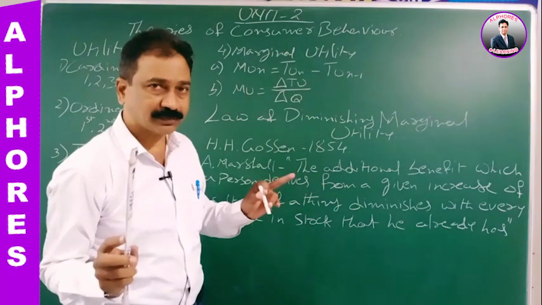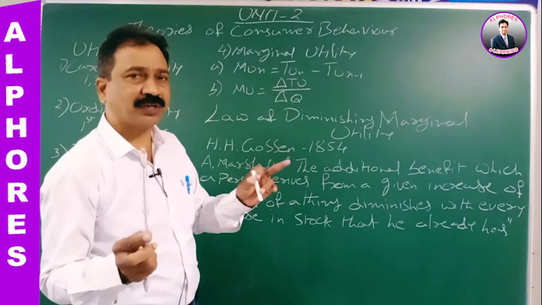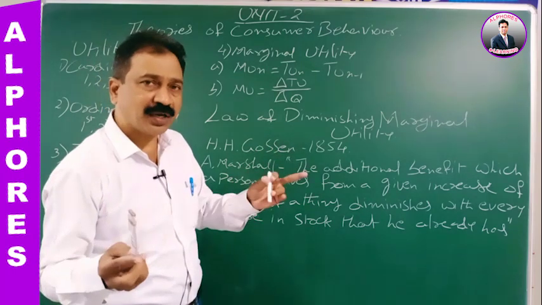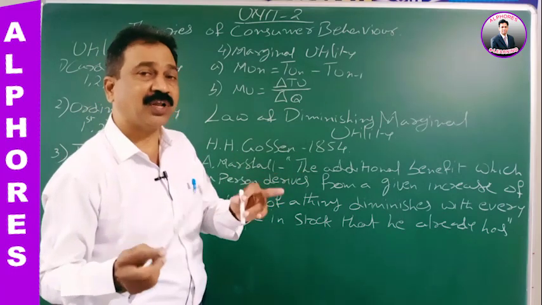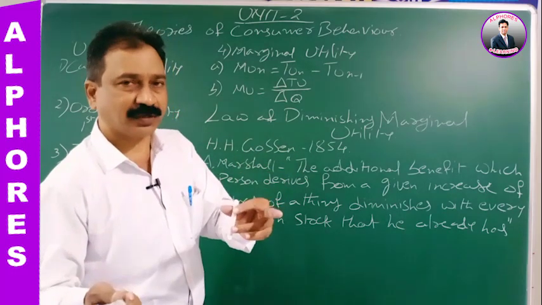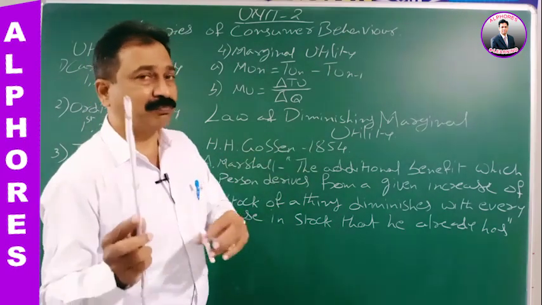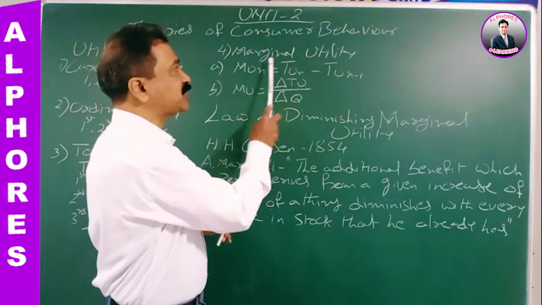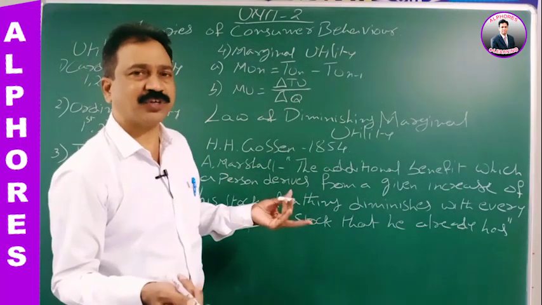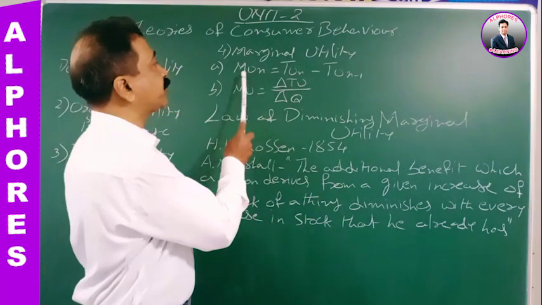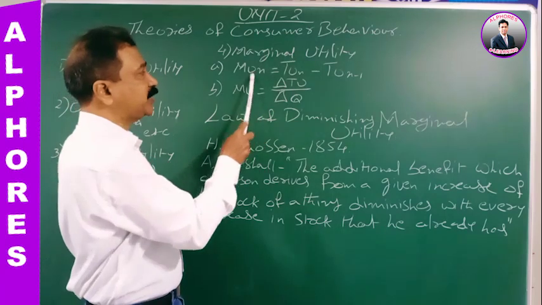Any confusion? Say this: whenever I say marginal, you say additional. Marginal, additional. Additional, marginal. Marginal utility means additional utility, extra utility, in simple language. This marginal utility can be measured in two ways.